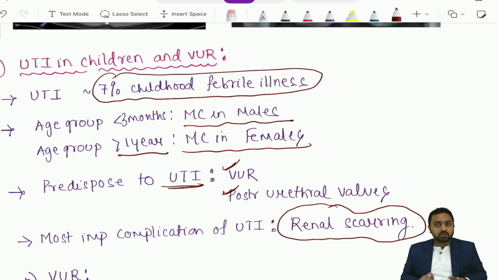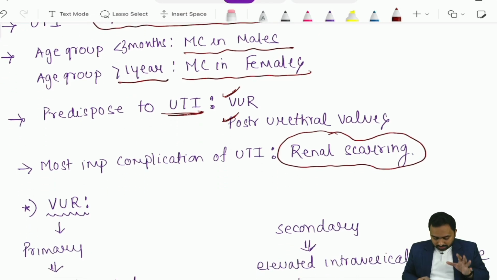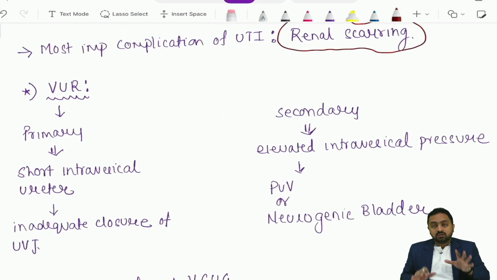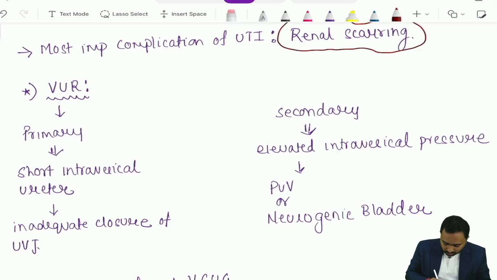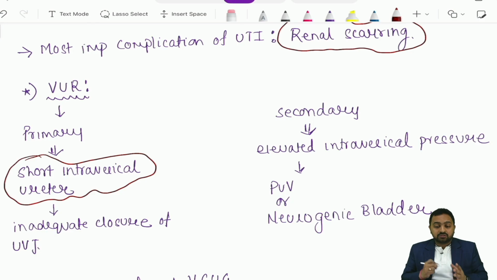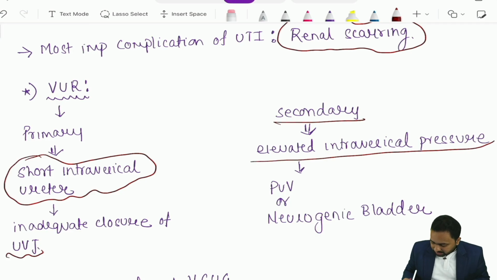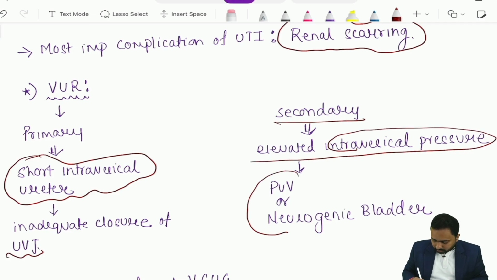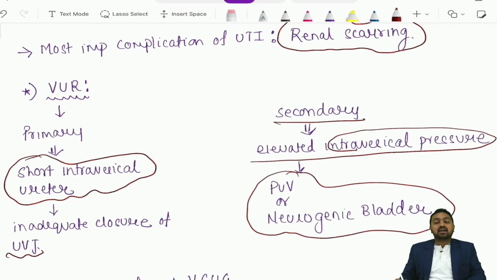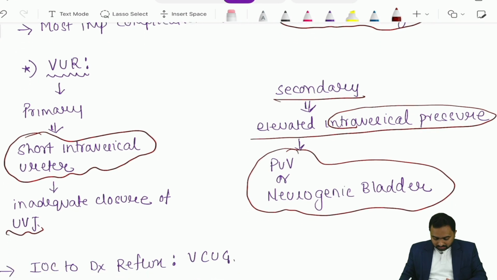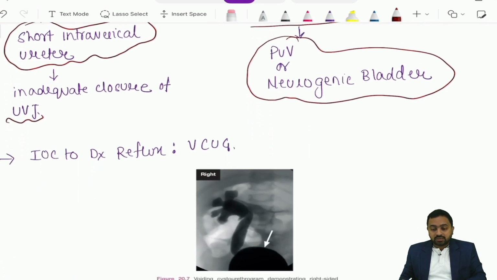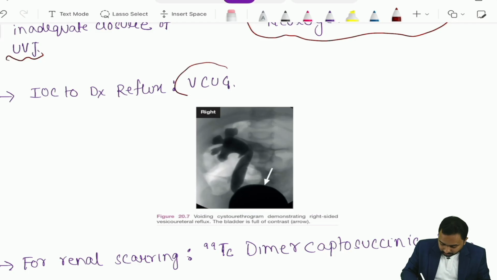So the most important topic over here is your VUR. So let's understand what is your VUR. Now it may be a primary or a secondary vesicoureteral reflux. Primary occurs because of your short intravesical ureter, which is due to the inadequate closure of your ureterovesical junction, whereas secondary is due to the elevated intravesical pressure, mainly due to your posterior urethral valve or your neurogenic bladder. Now, the investigation of choice to diagnose is your voiding cystourethrogram.